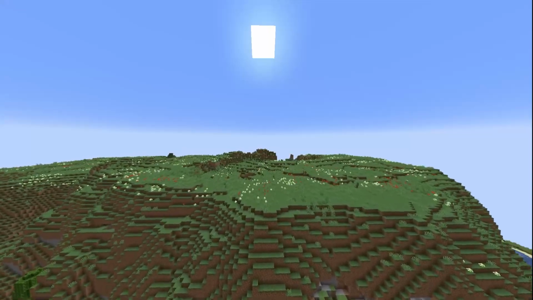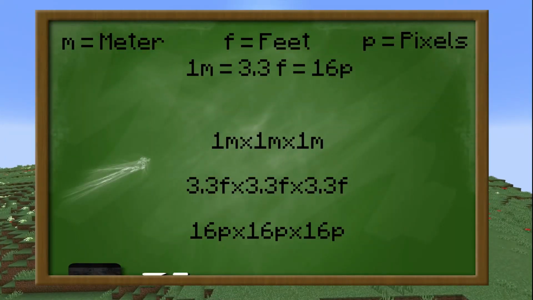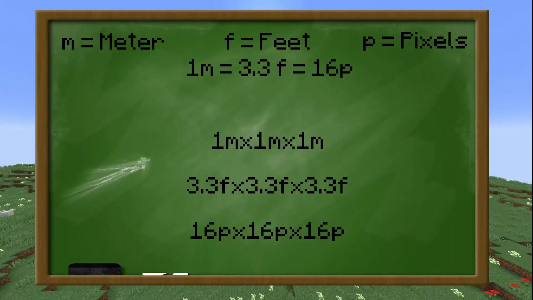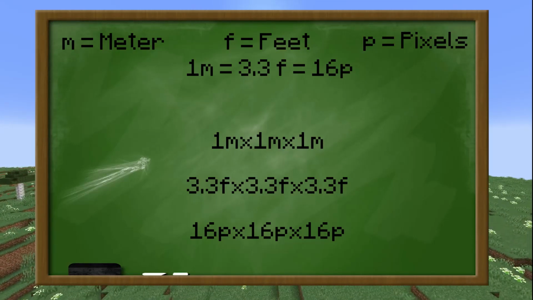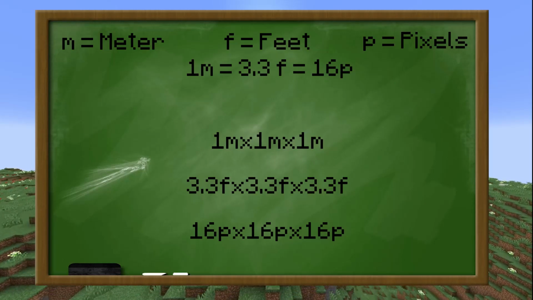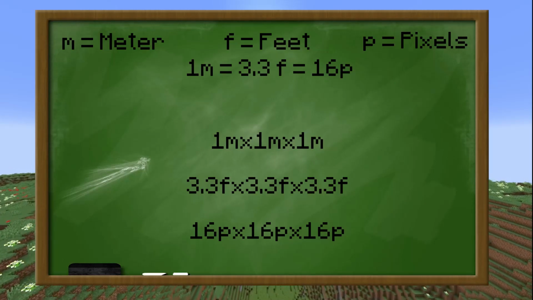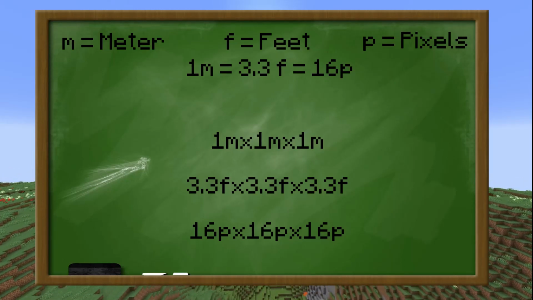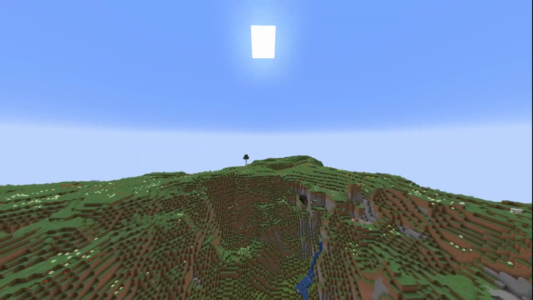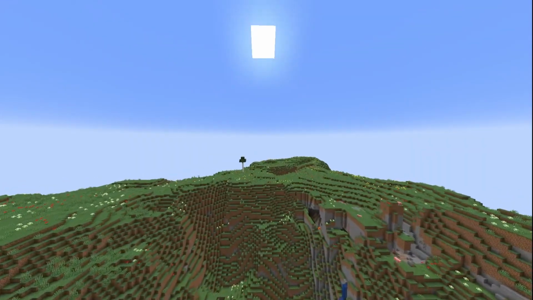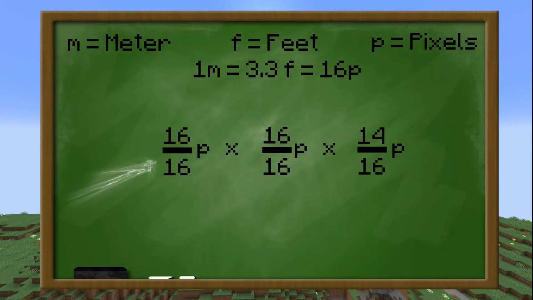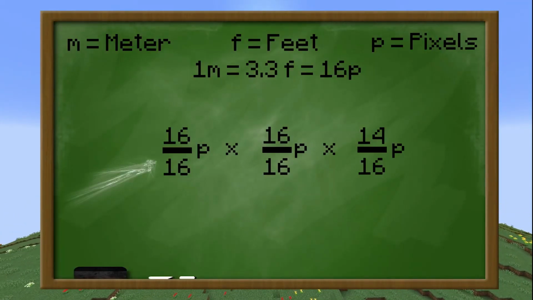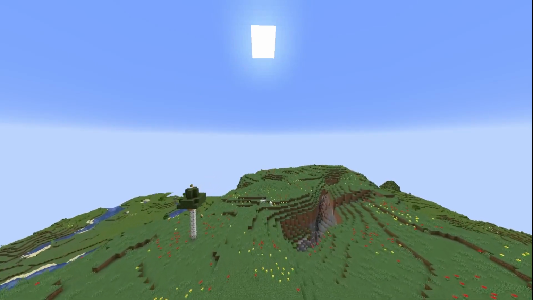And we all know that a block in Minecraft is 1 by 1 by 1 meter cubed, or about 3.3 to the power of 3 cubic feet in freedom units, or 16 by 16 by 16 pixels. But a full water block is a bit smaller. It's 16 by 16 by 14 pixels. It's missing 2 pixel rows at the top of it.